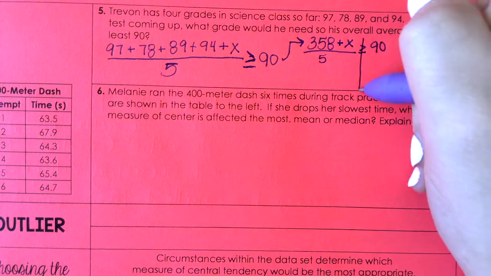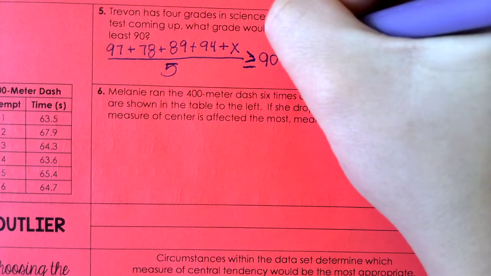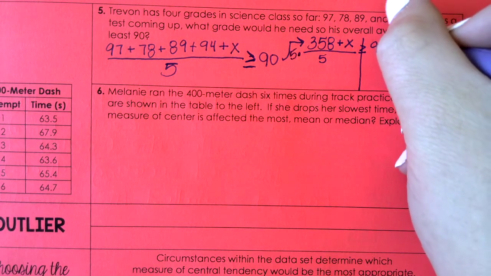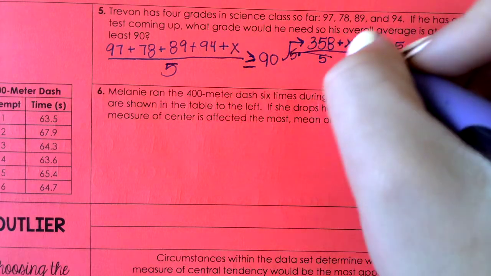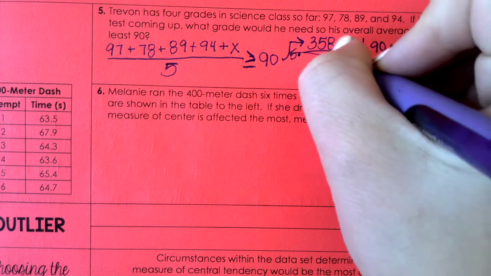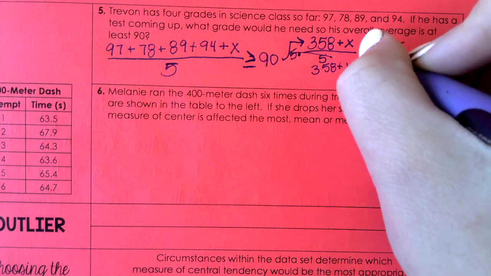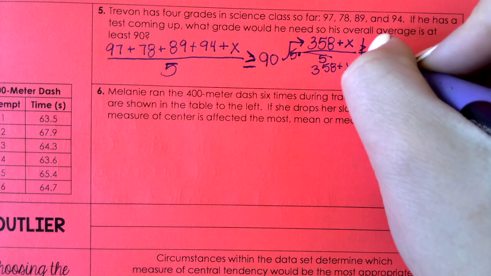I'm going to draw my line because now how would I solve this 2-step equation or inequality? What would be the first thing I have to get rid of because I can't move anything else before I move this? The 5. How do I get rid of a dividing by 5? So I'm going to multiply both sides by 5. So now I have 358 plus x is greater than or equal to 450.